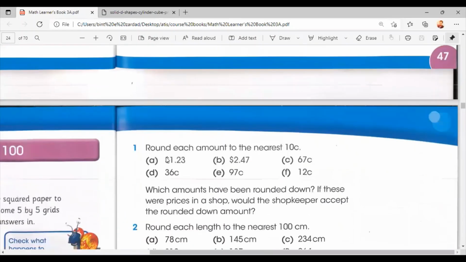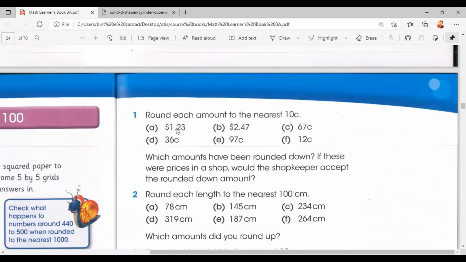The question here: round each amount to the nearest 10. So this is 1.23. This we don't concern; 1 point we write as it is. 23 is nearest to 20 or 30. It's nearest to 20 because 3 is less than 5. So 1.20. And same like this.